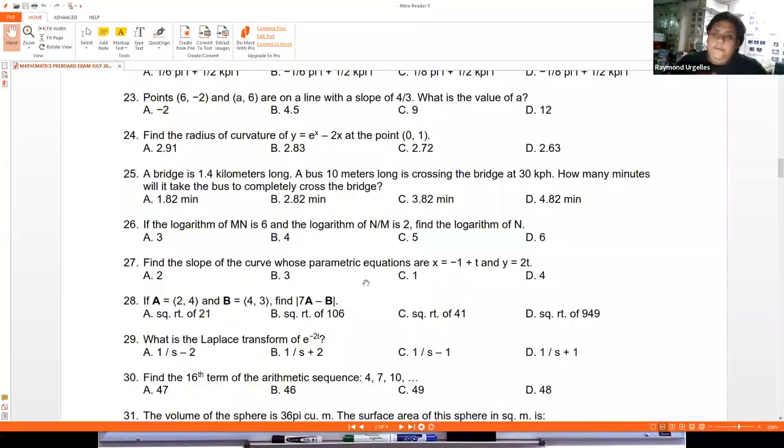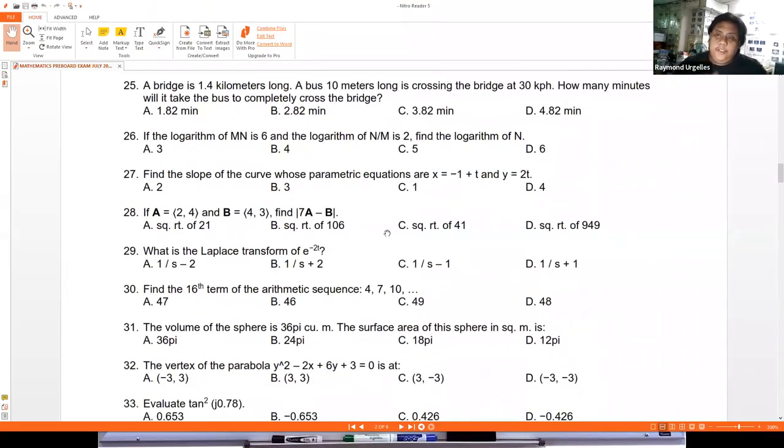Okay? So next number, 25. We have a bridge, 1.4 kilometers long. Mayroong bus na 10 meters na magkakross ng bridge. How many minutes will it take for the bus to completely cross the bridge?